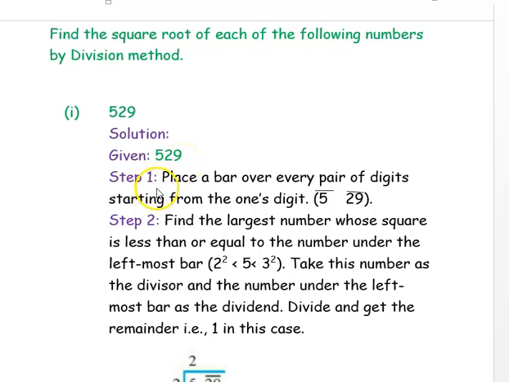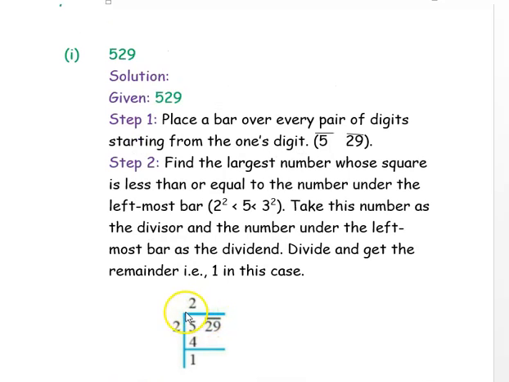We'll start with step 1. The first step is to place bars over every pair of digits starting from the ones digit. Here in 529, 9 is the ones digit. So I have paired 9 and 2 and placed a bar. The number 5 doesn't have a pair, but even so, I have to place a bar here.